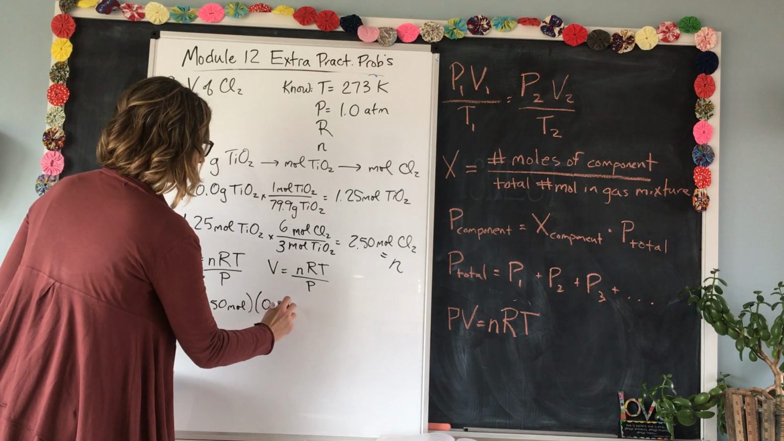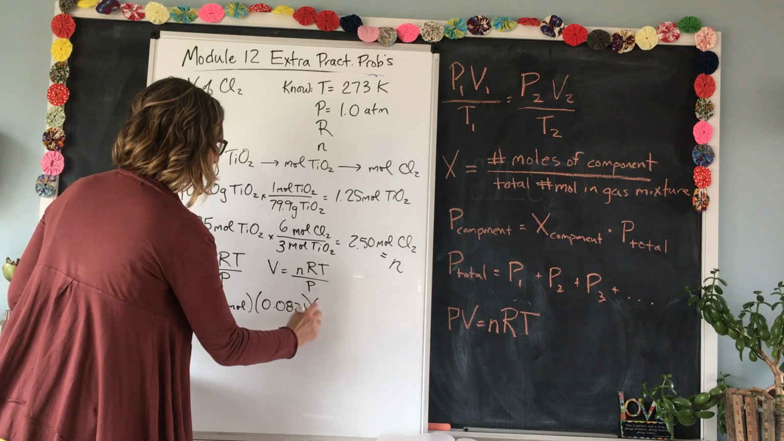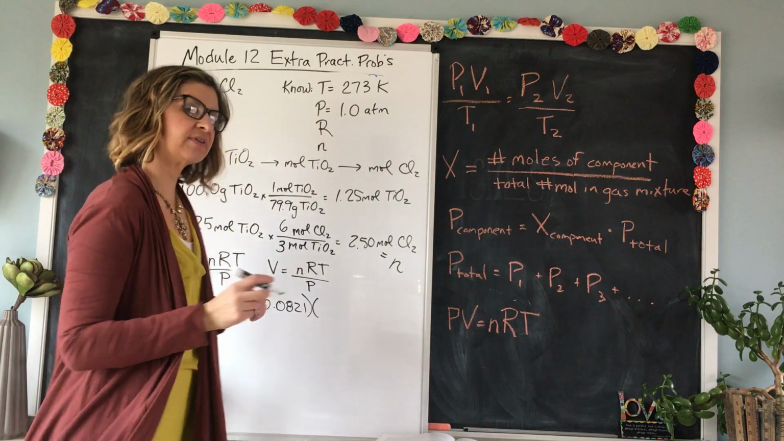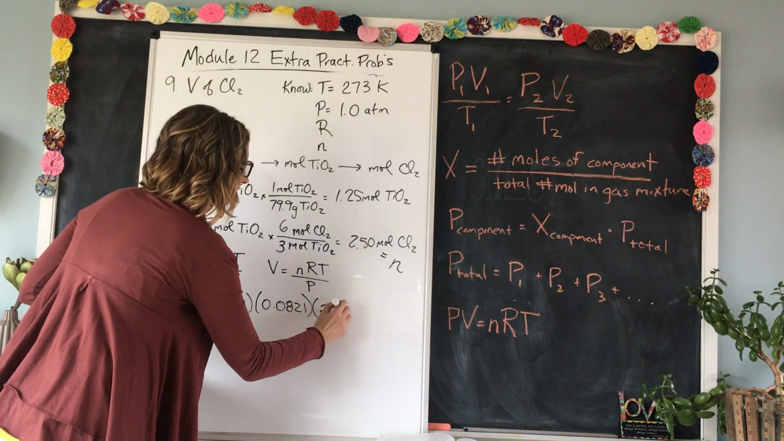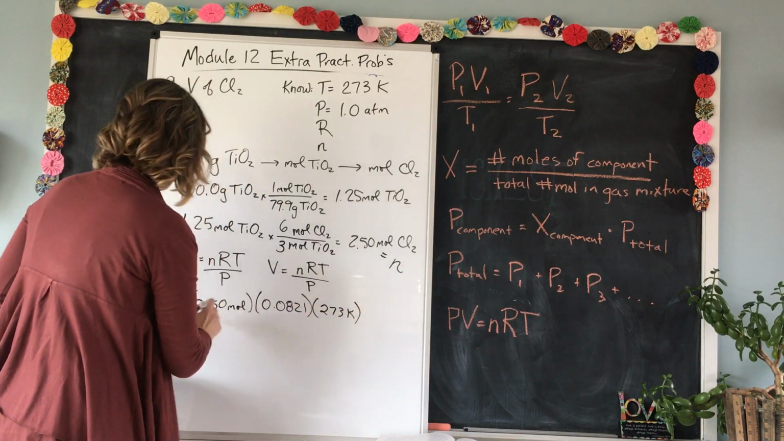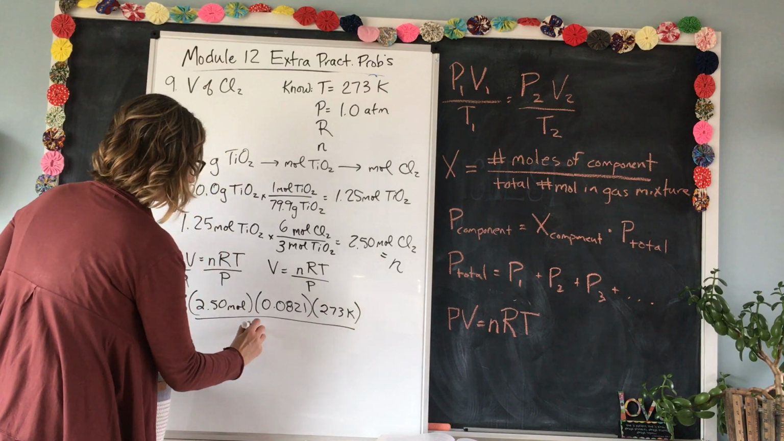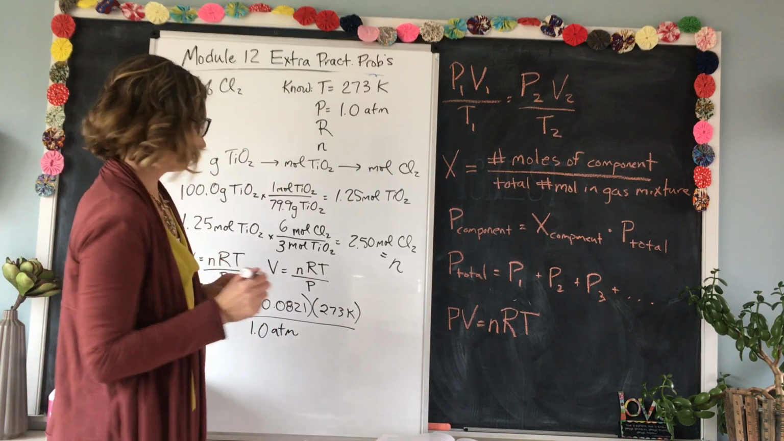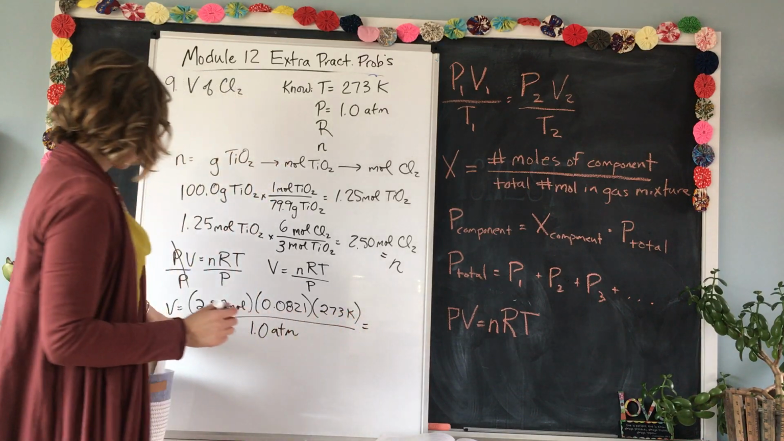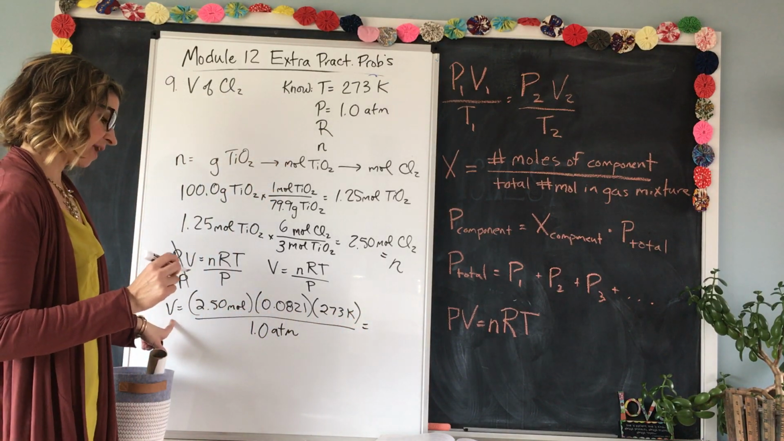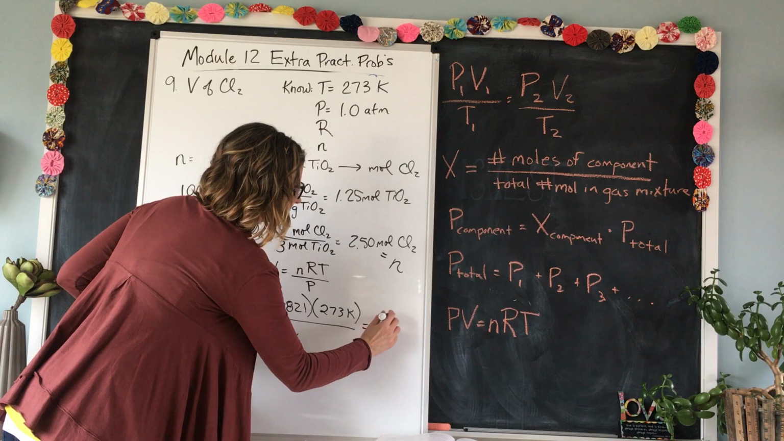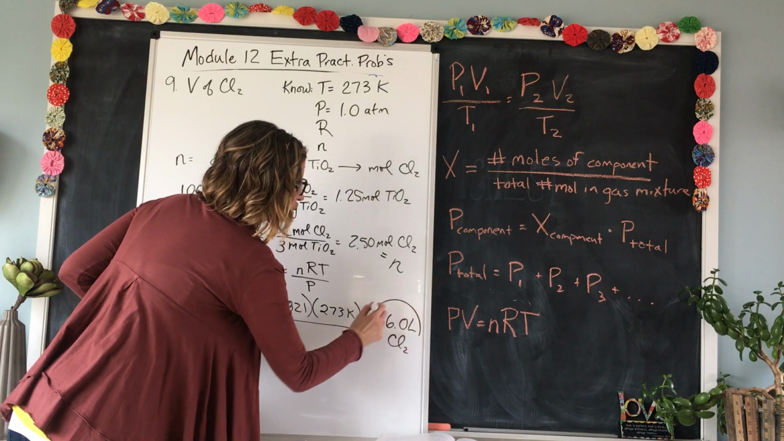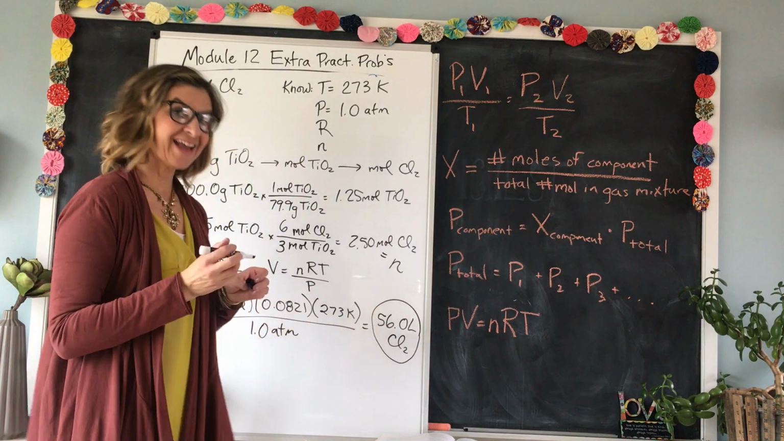R is 0.0821. And T is 273 Kelvin. We're going to divide this by 1.0 atmosphere because that's standard pressure. So after multiplying that out, we would come out with a volume of 56.0 liters of Cl2 are necessary.